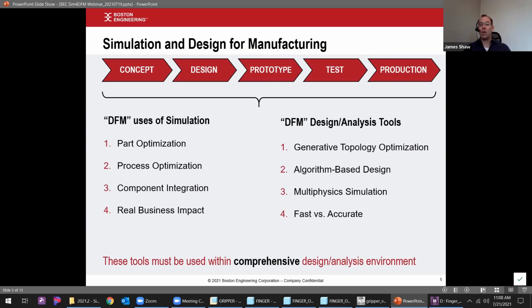We're going to integrate components. And we see this a lot with additive right now, right? We don't want to just redesign a single part for additive. We want to take an assembly of 5 or 10 or 100 parts. Can we combine all of them together to do their job? And can we do that with a single part that is additively manufactured? So component integration is a huge thing right now, particularly in additive. And a lot of that is being driven by simulation. We're making simulation-based decisions, if you will.